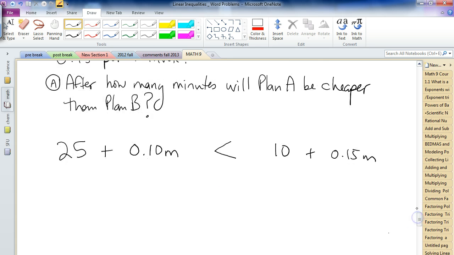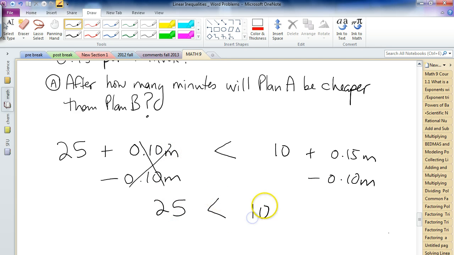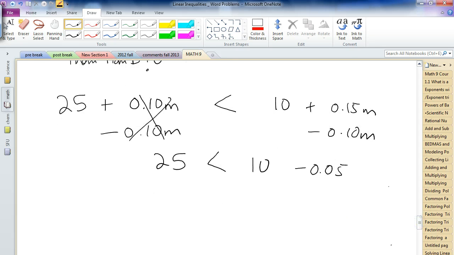Let's do this. We have our variables, one on that side, one on that side. Let's get rid of one. Which one should we get rid of? This one or that one? Pick on the small one. Get rid of this guy by subtracting. Subtract on this side as well. That's gone. You're left with 25 less than 10, and then 15 cents minus 10 cents is 5 cents, or $0.05.